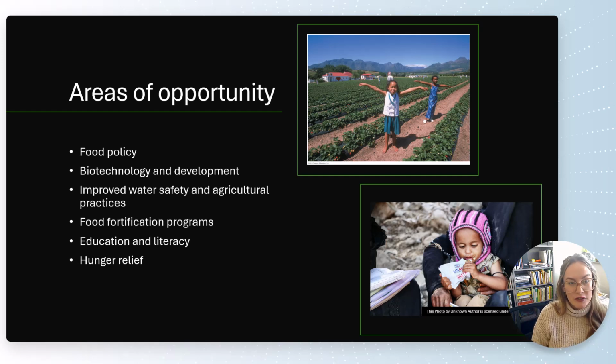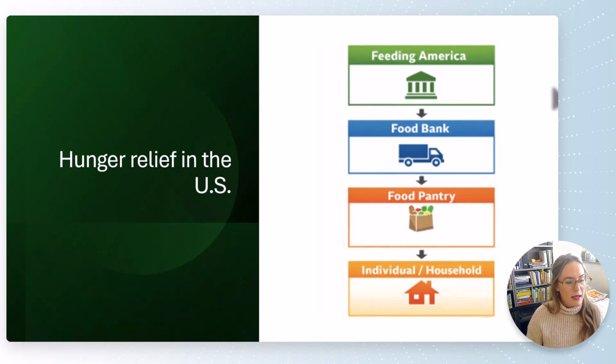Providing education and literacy is a huge step toward preventing future food insecurity in a household and malnutrition. And then finally, hunger relief. And this picture at the bottom, that's an example of that ready-to-use therapeutic feeding. The last thing we're going to look at is hunger relief in the United States.